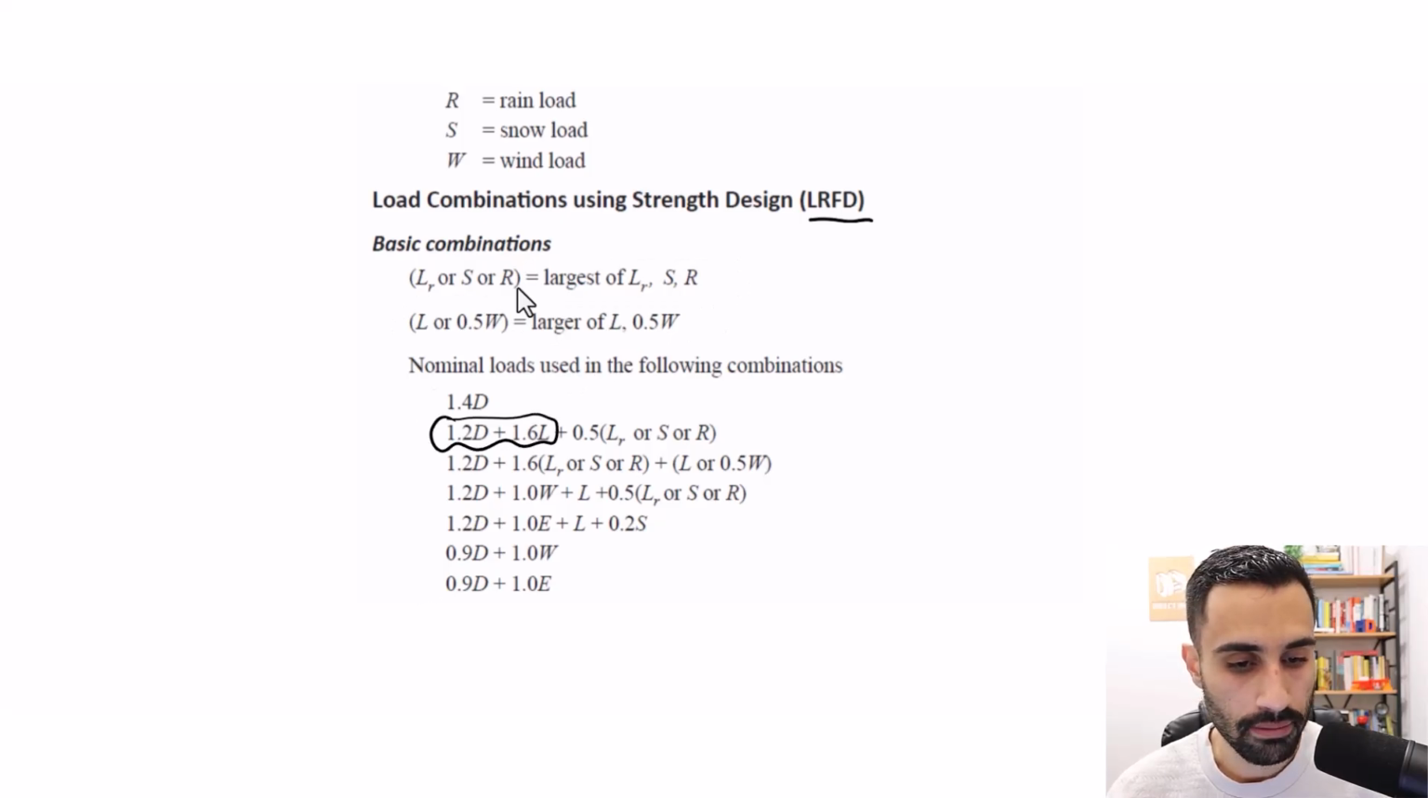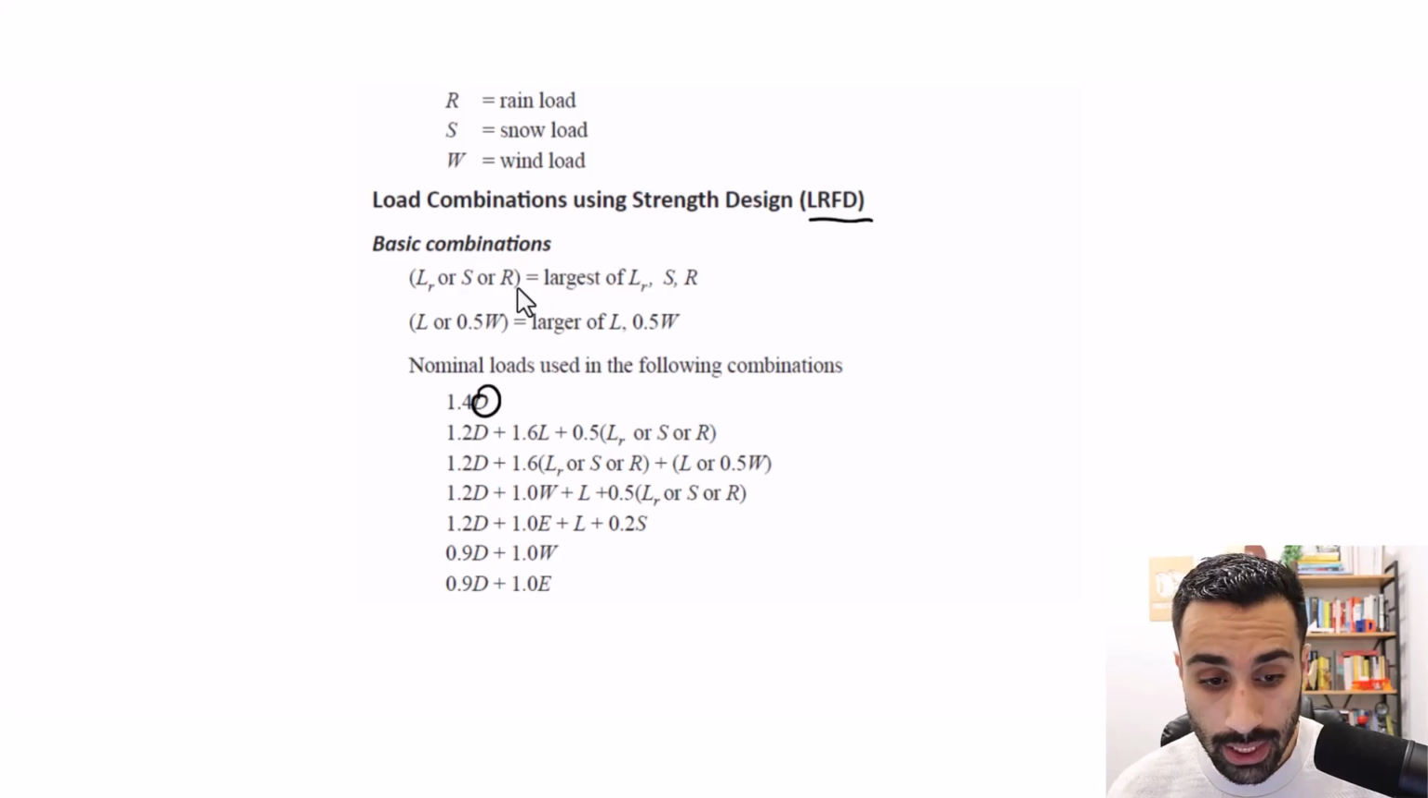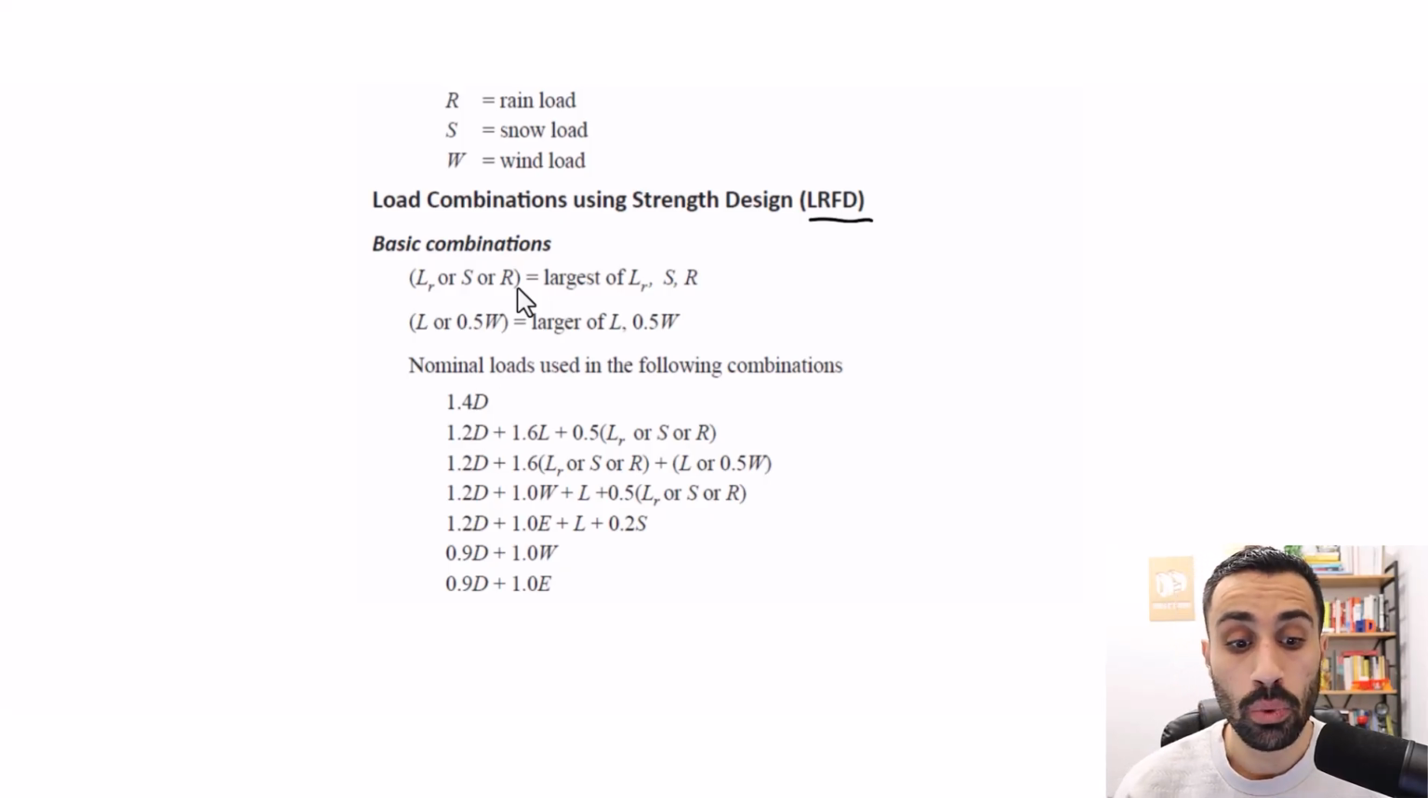We use this so often, 1.2 dead times 1.6 live. Now, these load combinations are used to overestimate the load. The D here is the nominal load. These are the real service loads. We call this real life service loads. We're going to overestimate them to be on the safe side, and account for their probability of occurring.